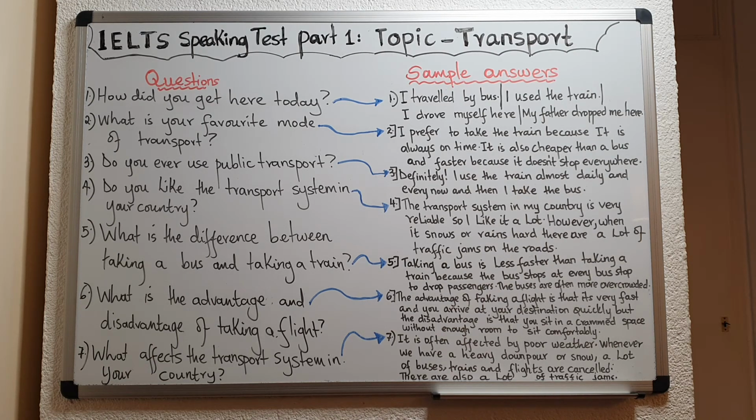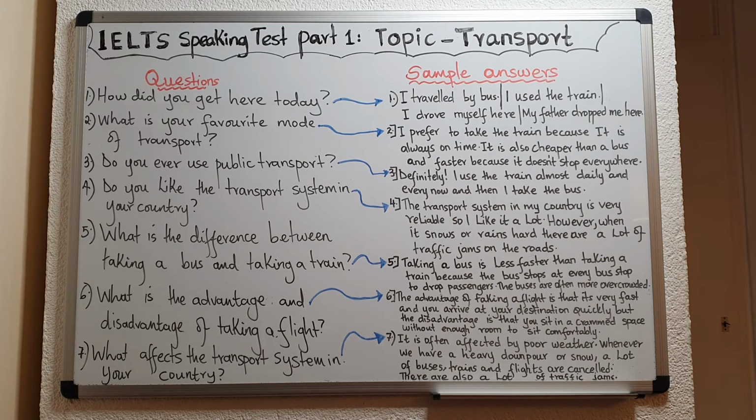So what is the advantage? It means the good point, the good side about something. And the disadvantage is the negative side. Okay, so advantage is the positive side of something. Disadvantage is the negative side of something. And then a flight, I'm sure you already know that, is when you travel by plane. Now, let's see how to answer this question.